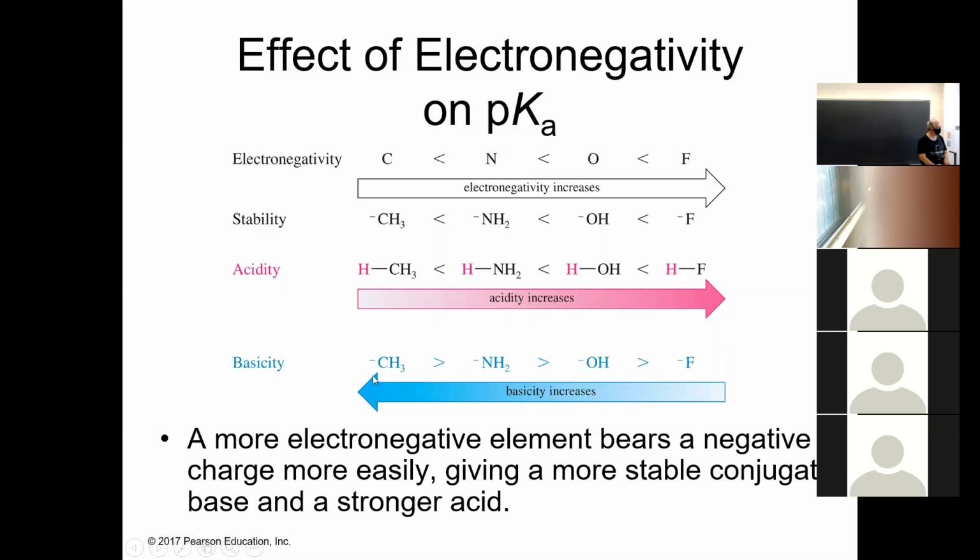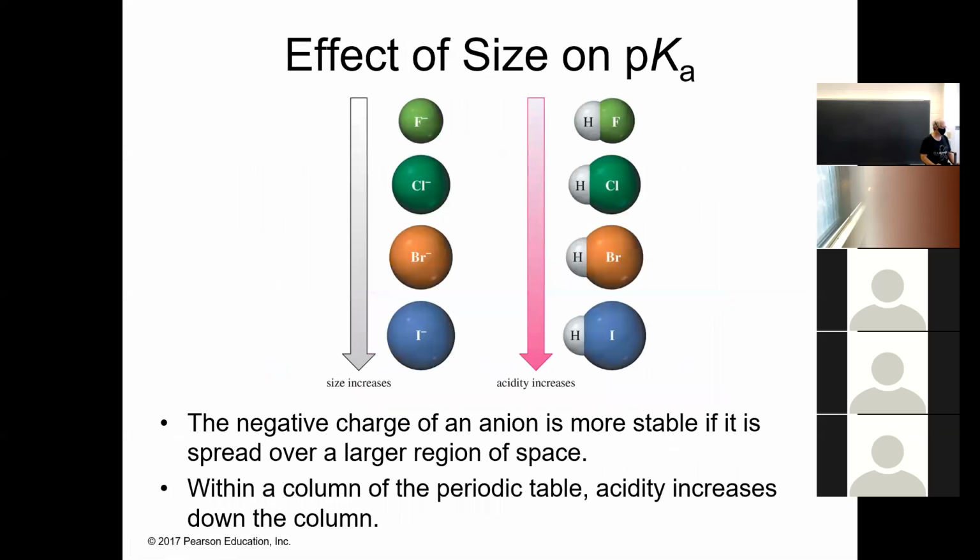The weaker the acid, the stronger its conjugate base. So CH3 minus is the strongest base. F minus is the weakest base in this series. A more electronegative element bears a negative charge more easily, which in turn gives a more stable conjugate base. And the conjugate acid would therefore be stronger.